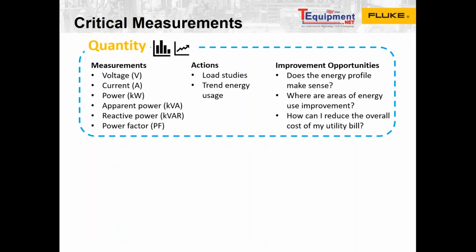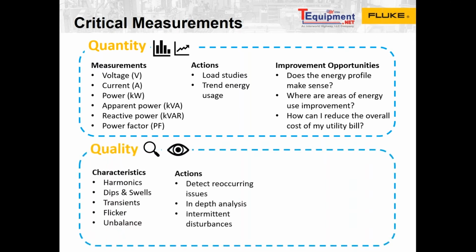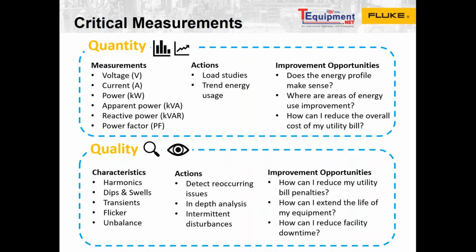Now, when we're talking quality, it's not typically associated with the units. It's associated with characteristics like harmonics, dips and swells, transients, etc. The actions you would normally take when you're measuring power quality are to detect recurring issues like nuisance tripping breakers. You would also perform in-depth analysis and find intermittent disturbances.